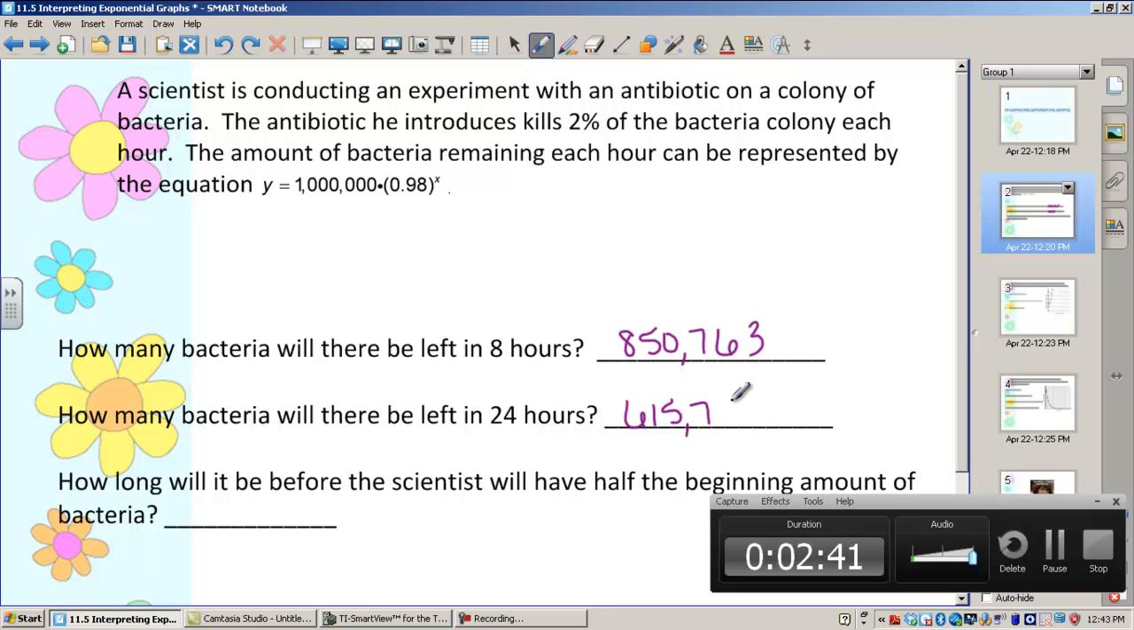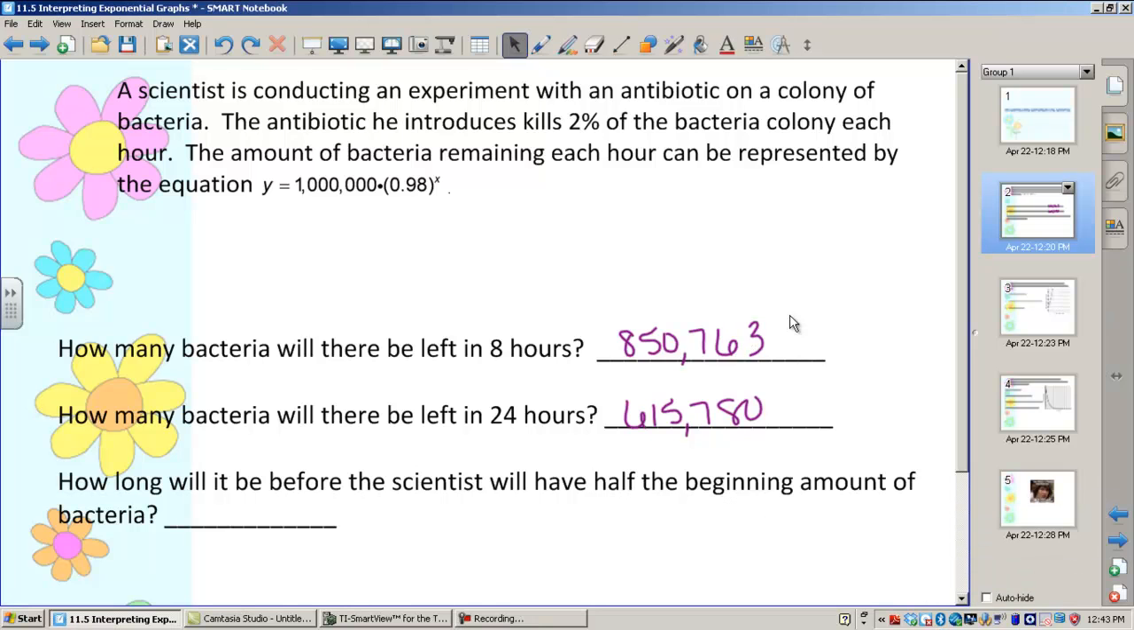That's what's left after 24 hours. Now the next question is asking, how long will it be before the scientist has half of the beginning amount of bacteria? So if I go back and look at the problem, I have to figure out how much he started with. Does it tell me anywhere in the problem? Hopefully you remember that this number right here, the a value in your function, represents the initial amount. So initially there were 1,000,000 bacteria that he started this study with. So I'm looking for the point where there are 500,000 left. So I need y to be 500,000.